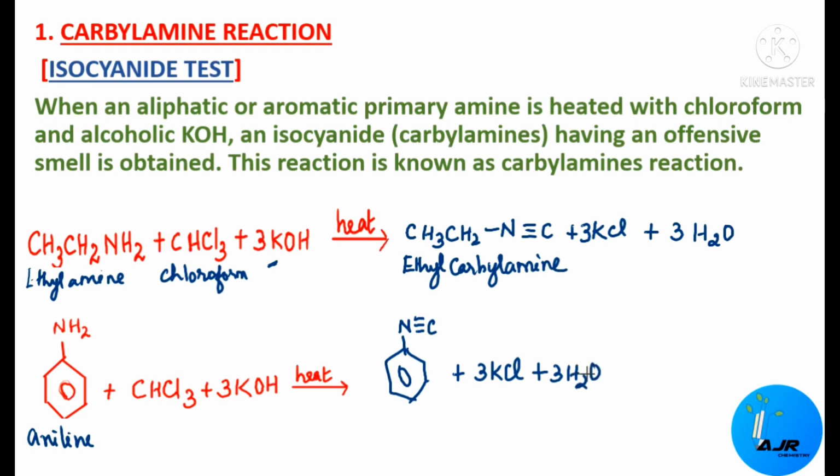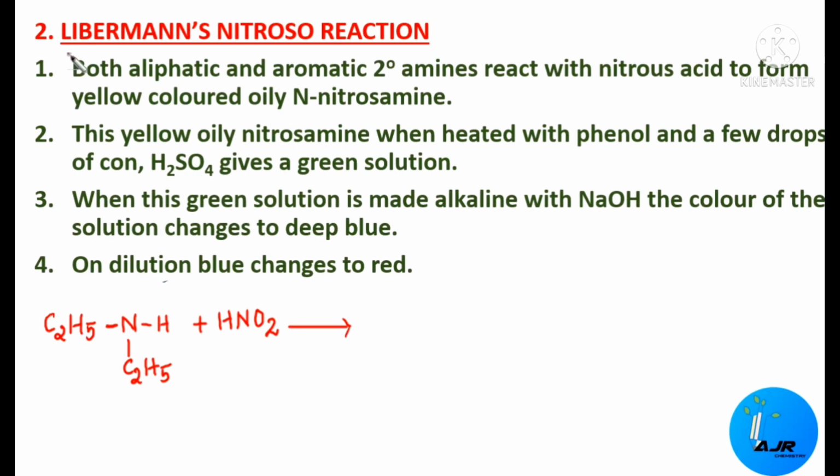Understood? So what's the name of this compound? Phenyl carbylamine. Understood, students? So actually this reaction is answered only by the primary amines. Only the primary amines will be undergoing this reaction, and therefore this reaction is used as a test for primary amines to distinguish primary amines from secondary and tertiary amines. So this is a perfect test for the primary amines because primary amines alone will be answering this. Understood, students?